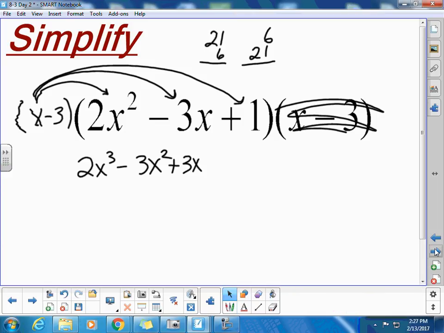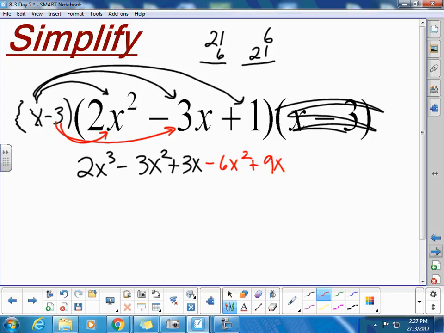Then I'm going to take the negative 3, I'm going to put this down here, times 2x squared, so it's negative 6x squared. Then I take my negative 3 times negative 3x, positive 9x, and then negative 3 times 1, which is minus 3. And I should have some like terms to combine.